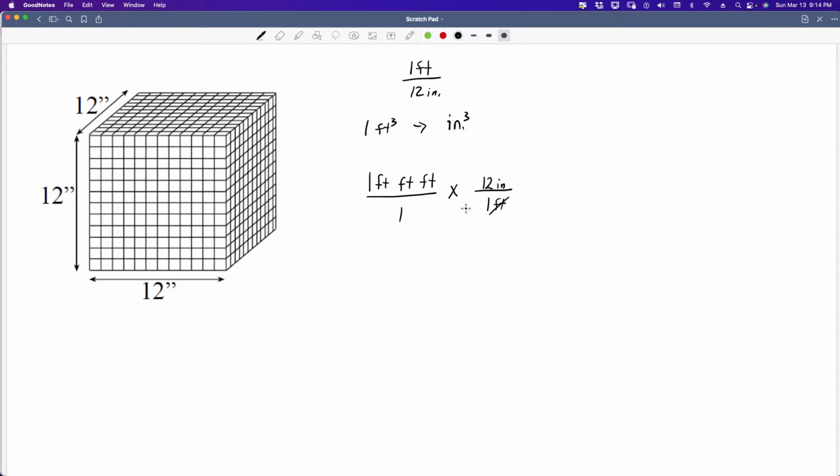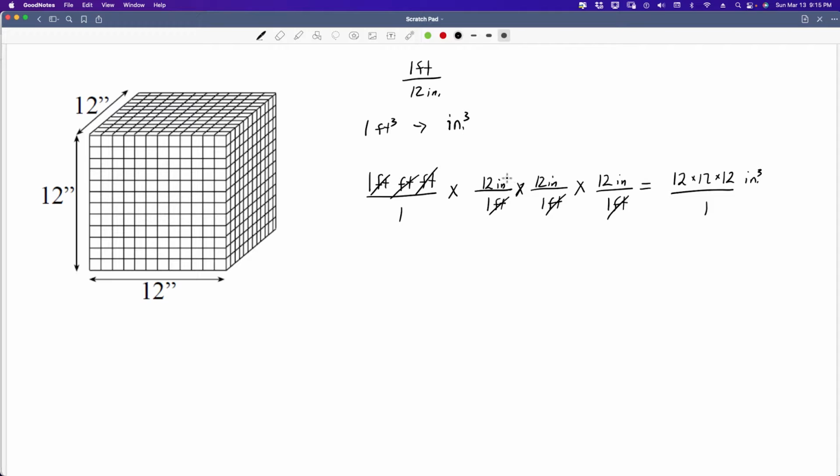Now that allows us to cancel out one of these feet. We're going to repeat that process. 12 inches on the top is the same as 1 foot on the bottom. We're going to cancel out another unit of measure. And we're going to do that one more time. 12 inches on the top, 1 foot on the bottom. We cancel out that last unit of measure, and we end up with 12 times 12 times 12 inches cubed over 1, which we know makes this a whole number.